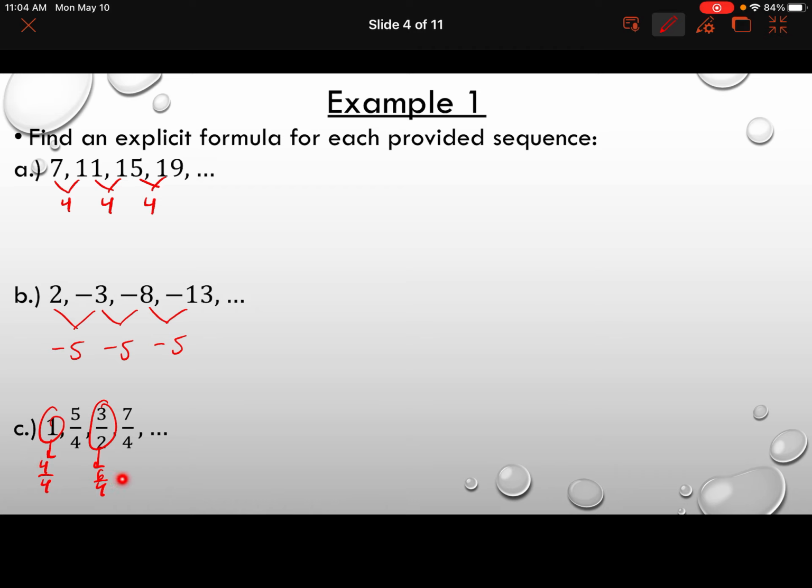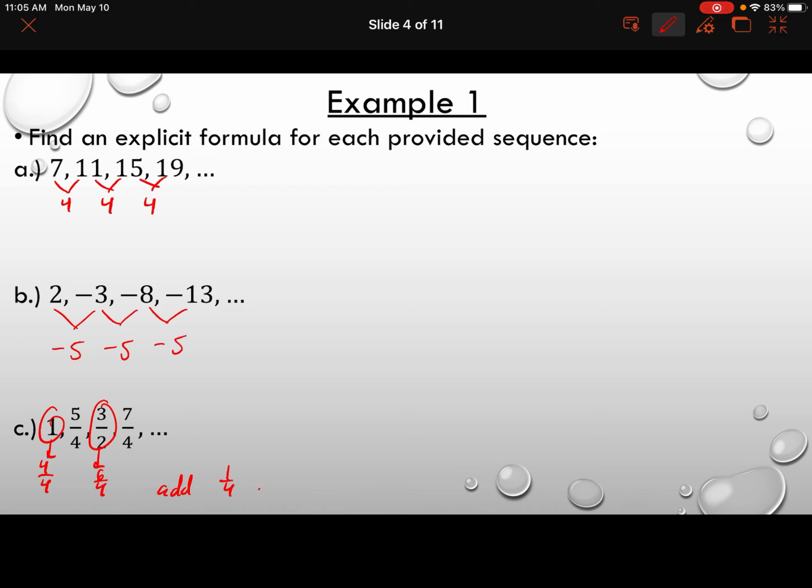So now it might be a little bit easier to see what kind of pattern we have. We have 4/4, 5/4, 6/4, 7/4. So it looks like we're adding 1/4 every single time. So, what do they have in common? Each of these sequences, you're always adding or subtracting the same number. Here you're always adding 4, here you're always subtracting 5, and here you're always adding 1/4.